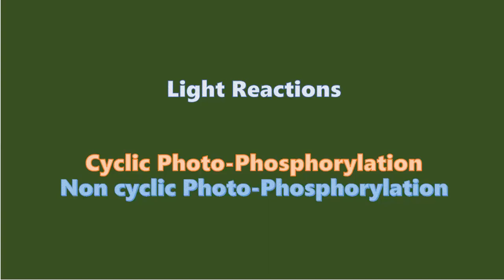Why are these light reactions important in plants? The main theme of these light reactions is to produce energy which is required for the synthesis of glucose. Apart from this energy, light reactions are very important because during these reactions plants produce oxygen.